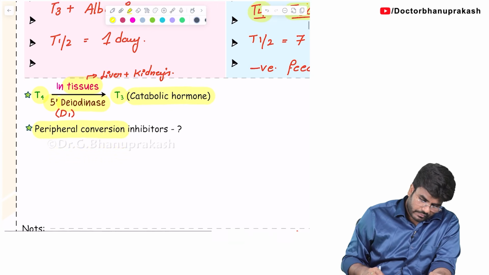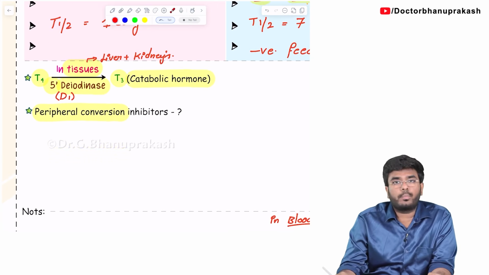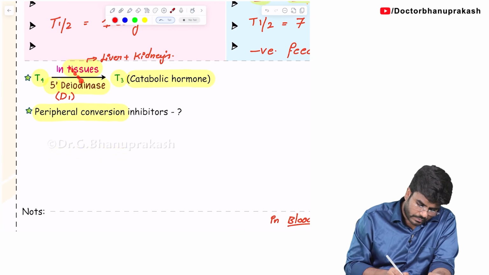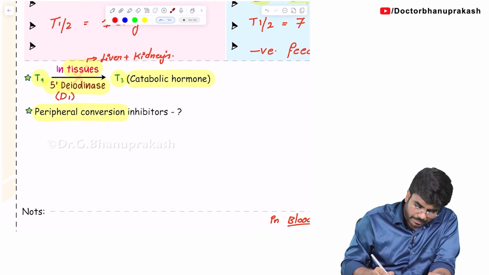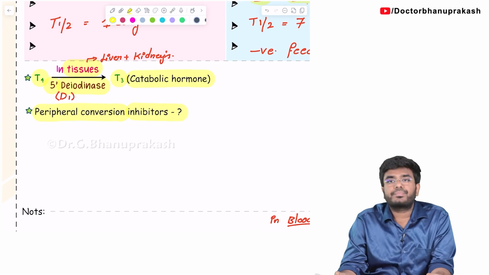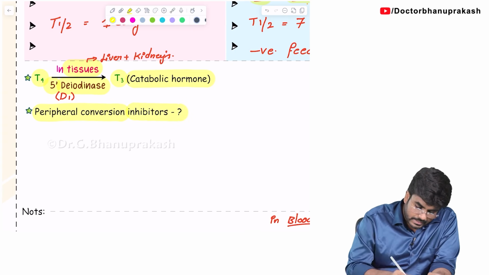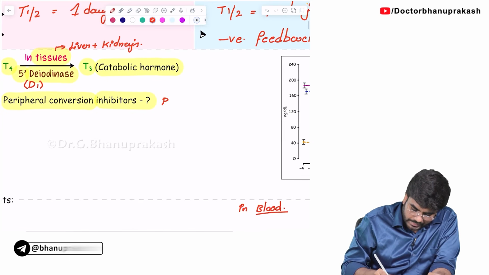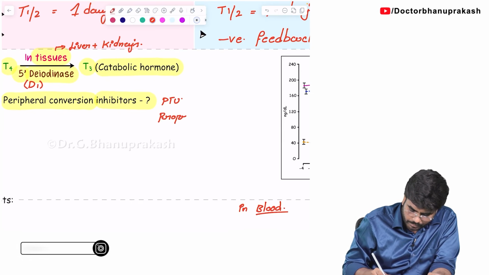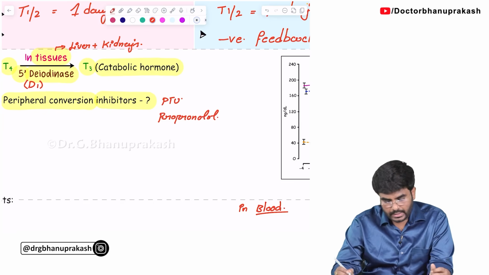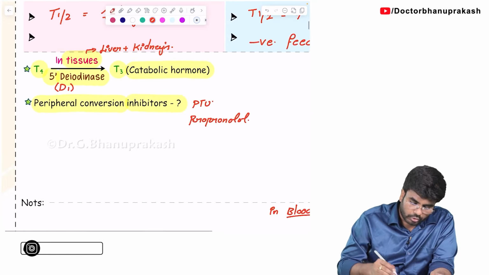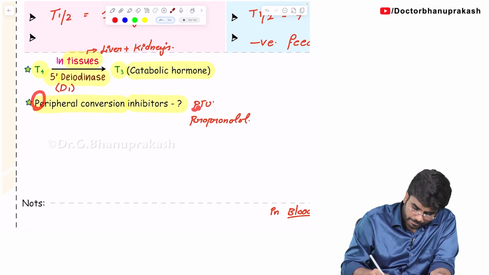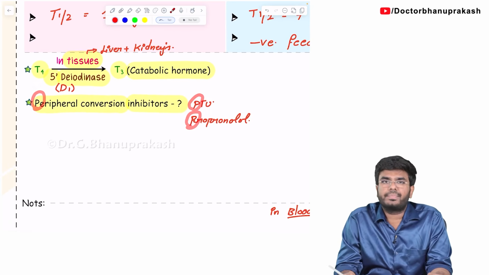Now, for your exams, the most important point is that you can actually inhibit this step called peripheral conversion. There are drugs called peripheral conversion inhibitors. What are the drugs? Drugs include propylthiouracil, propranolol. Propylthiouracil and propranolol are peripheral conversion inhibitors. How to remember for your exam? Everything P, P, P.